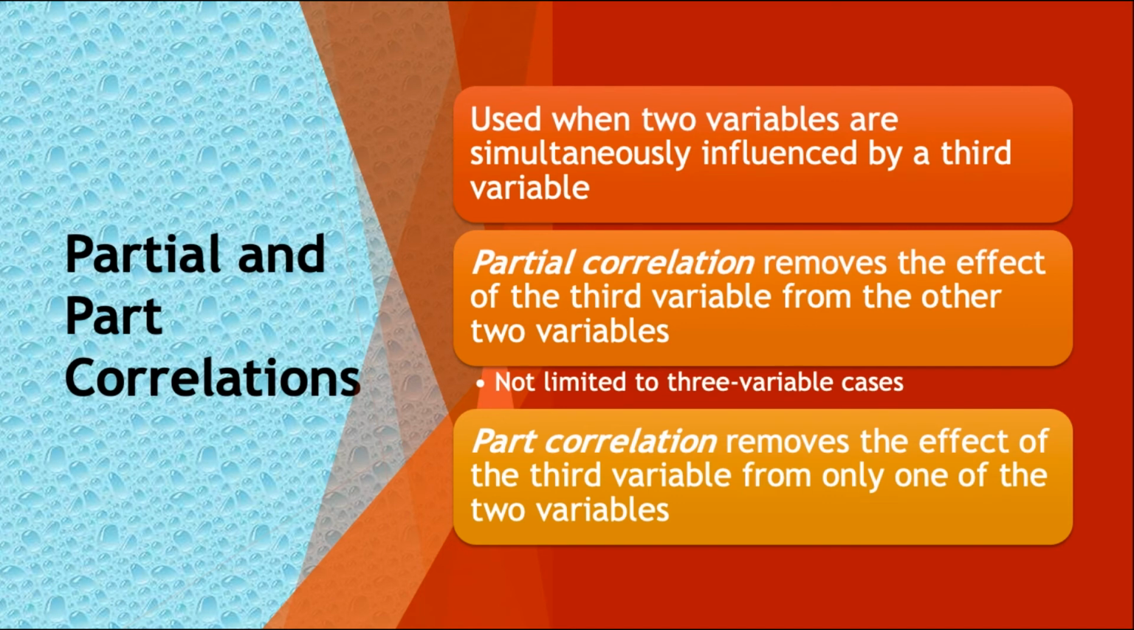This yields SAT, a score for each participant with the effect of PE held constant. So these residual scores are then correlated with the raw scores, the original ones, of the other variable, GPA, to yield the part correlation coefficient. So in practice, part correlation is computed by using a formula similar to that used for partial correlation.